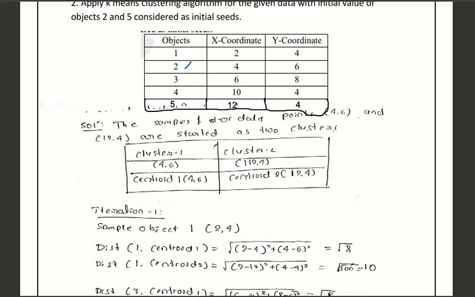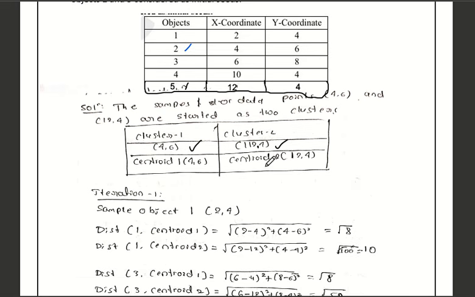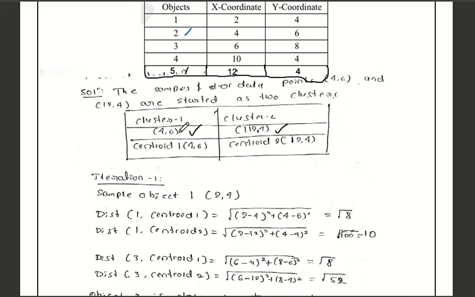Okay, I have added the values manually: object 5, with x coordinate 12 and y coordinate 4. So initially you need to find cluster 1 and cluster 2 as per the given initial seeds 2 and 5. You take these as cluster 1 and cluster 2. Cluster 1 is 4 comma 6, which I have written here. Then cluster 2 is 12 comma 4, and we take these as the centroids: 4 comma 6 and 12 comma 4.